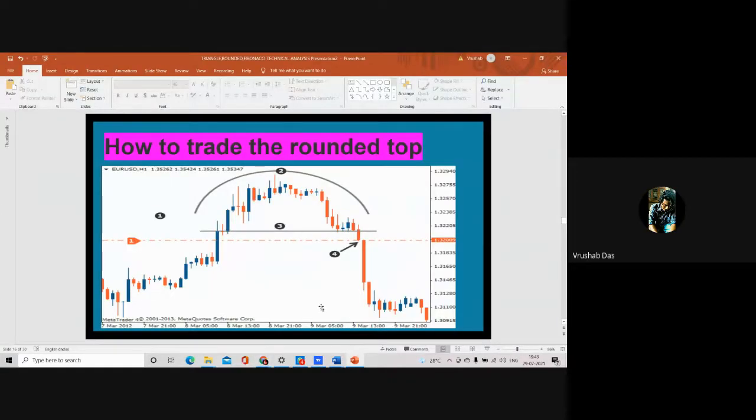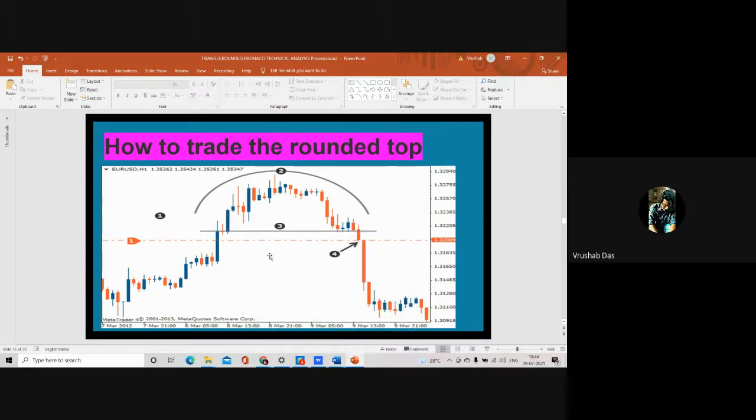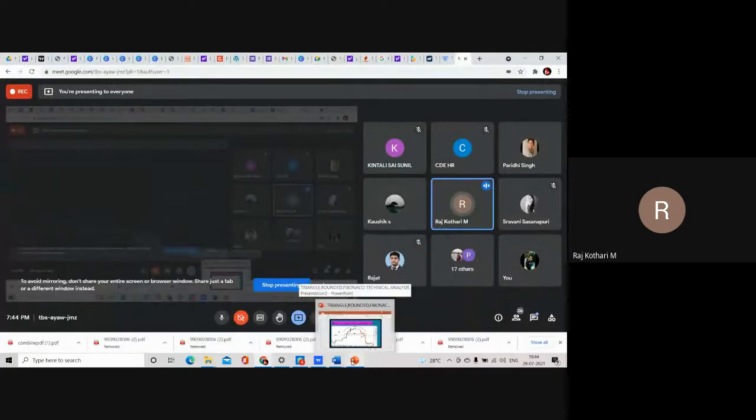First you have to see the uptrend. But that uptrend is from the bottom also, right? No, for the bottom you have to see the downtrend, and for the rounded top you have to see an uptrend. I'm saying that in the uptrend there are many candles showing uptrend. On which candle should we start a trade?